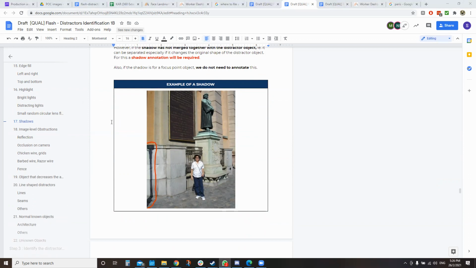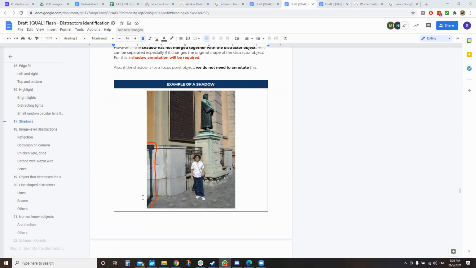Can you see the actual object in the frame? No, right? The object is somewhere here, but you can only see the shadow, correct? Yes. So this is what it means by shadow. This is the category that you need to annotate, shadows. If you have something that is distracting you from the main focus of the picture, it's a shadow, but you cannot see the object in frame, you will need to label it as shadow.